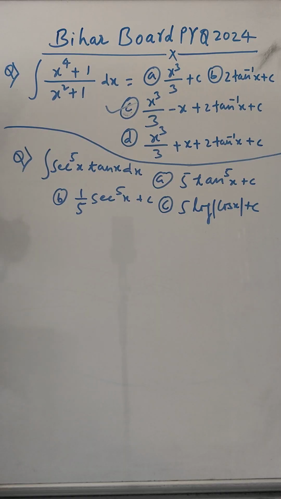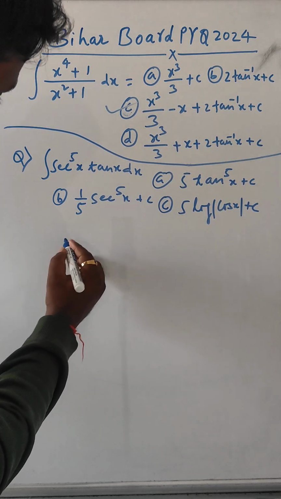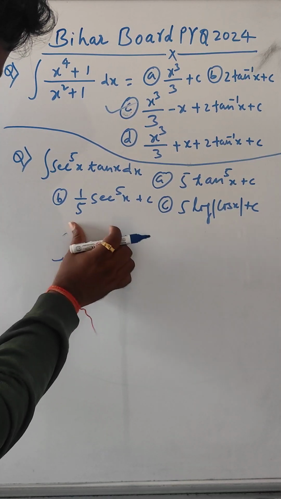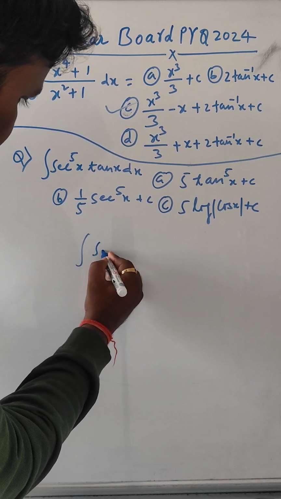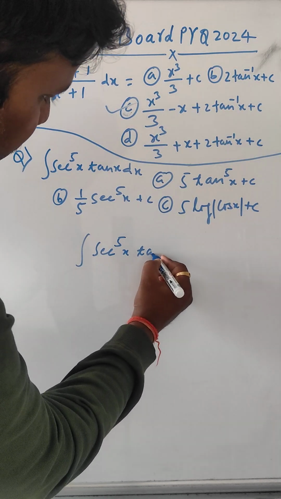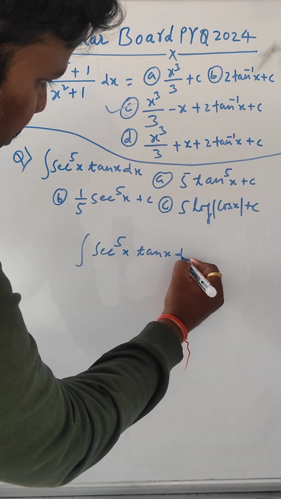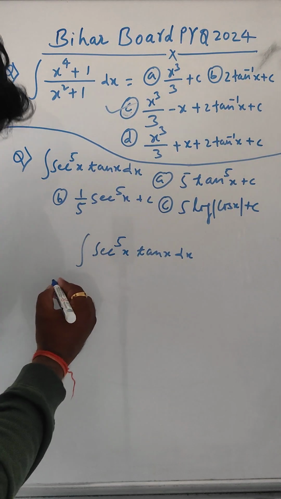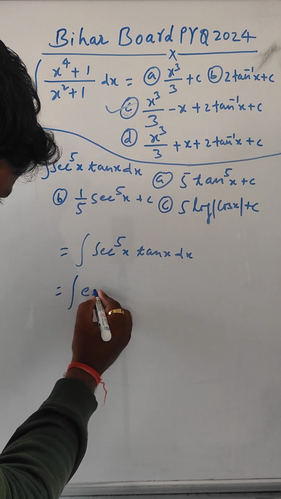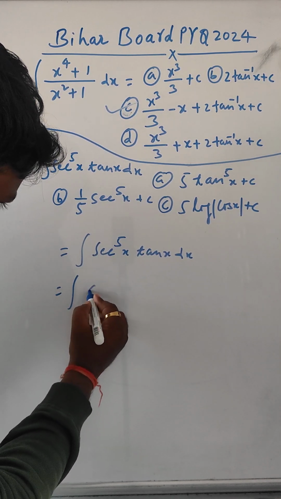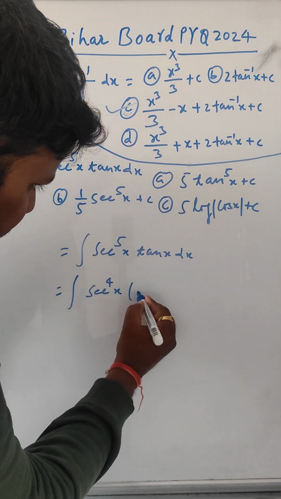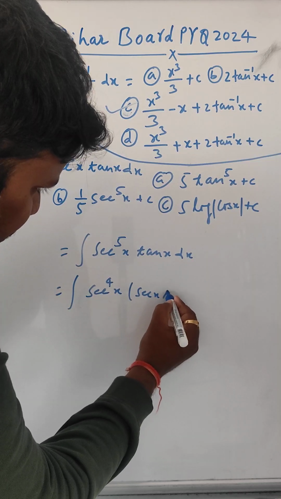So what is the second one? The second one is the integration of sec^5 x tan x dx. So this can be written as sec^4 x times sec x tan x dx.